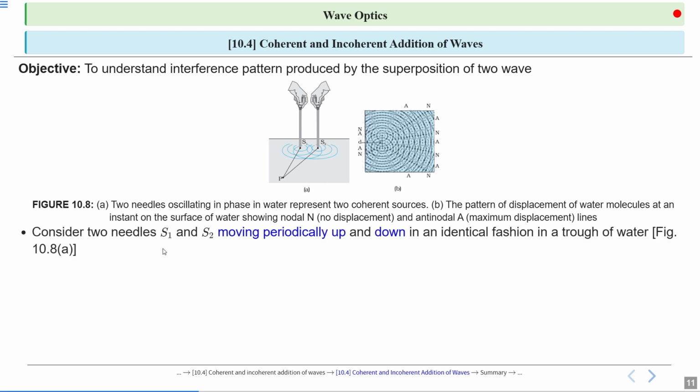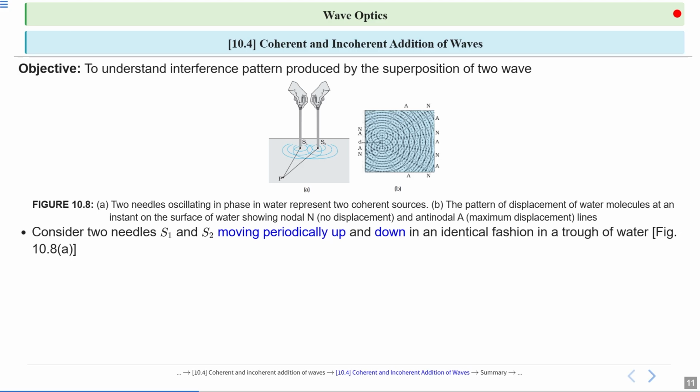So consider two needles S1 and S2 in the A diagram moving periodically up and down in an identical fashion in a trough of water. What is a trough of water? It is not the trough of a wave. It is a trough of water, meaning some container, some large container made of concrete or anything, in which water is filled. So that is a trough of water.